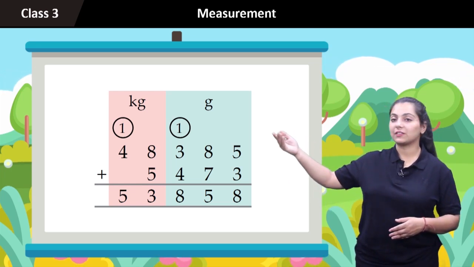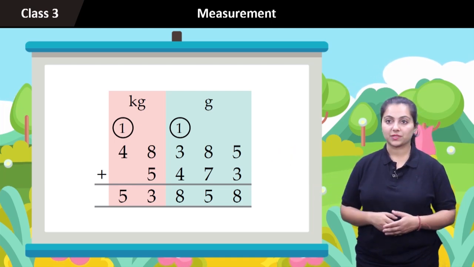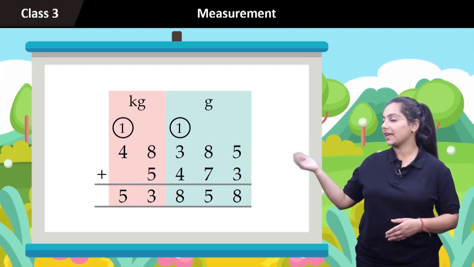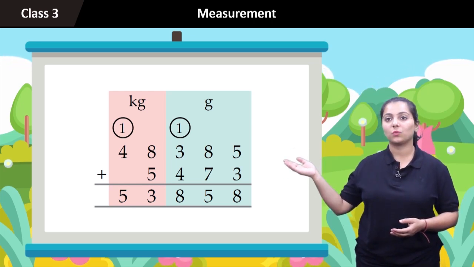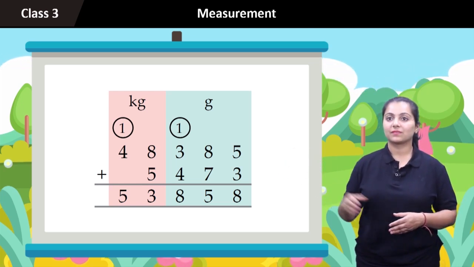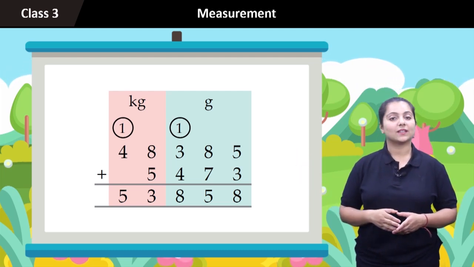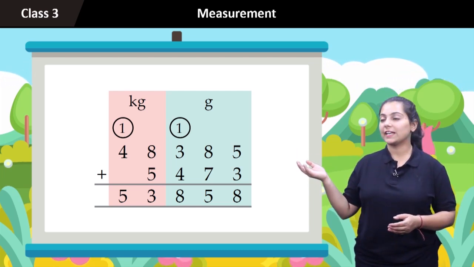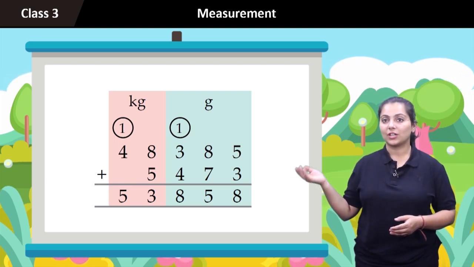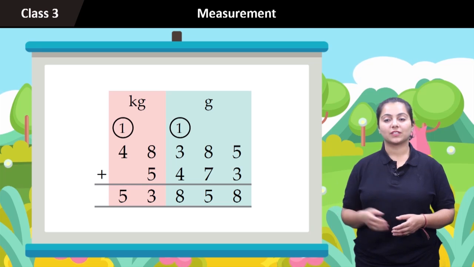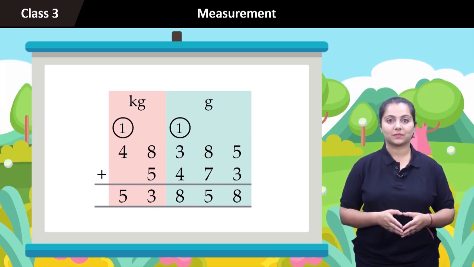48 kg 385 grams, 5 kg 473 grams. 5 plus 3 is 8. 8 plus 7 is 15. 5 down, 1 to be carried. 3 plus 4 is 7. 7 plus 1 is 8. Now let's move to the kg column. 8 plus 5 is 13. 1 should be carried and 3 will be down. 4 plus 1 is 5. So the answer will be 53 kg 858 gram.